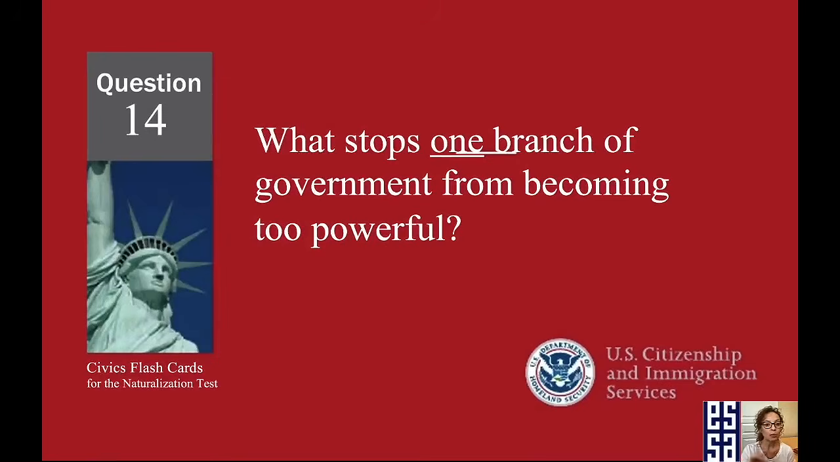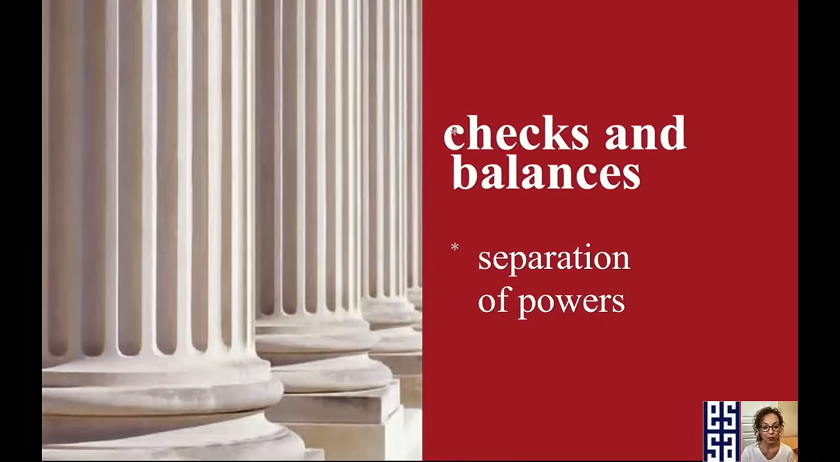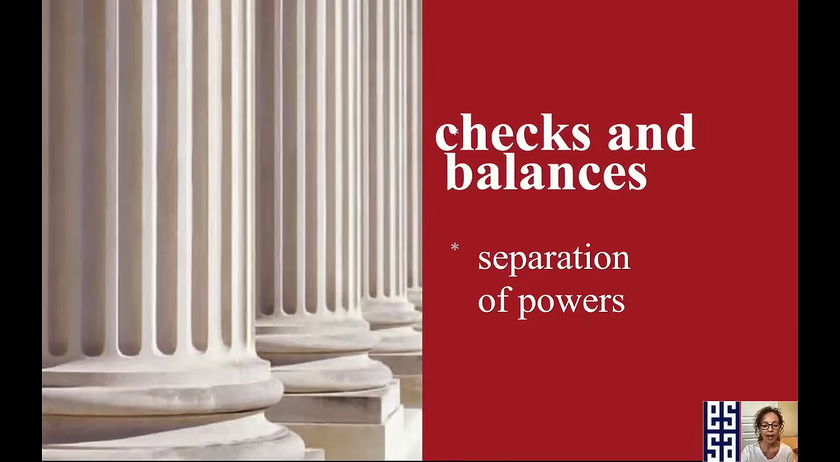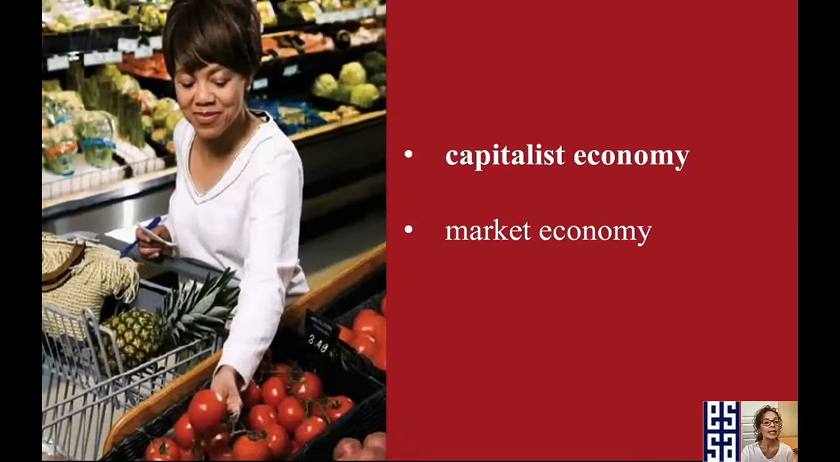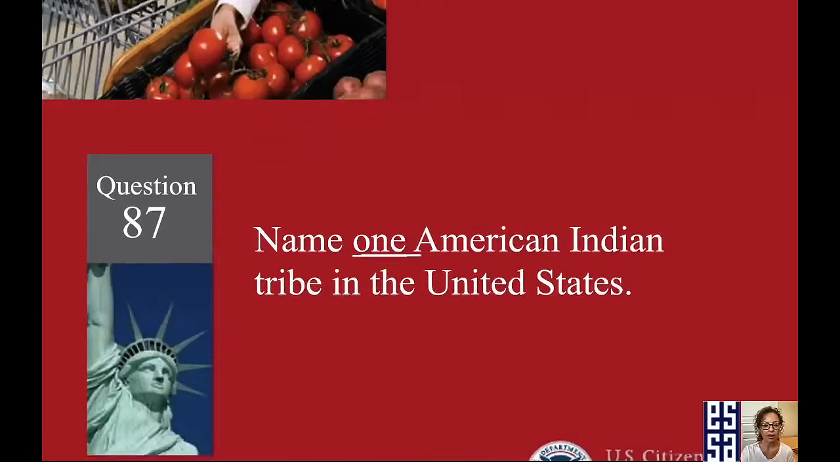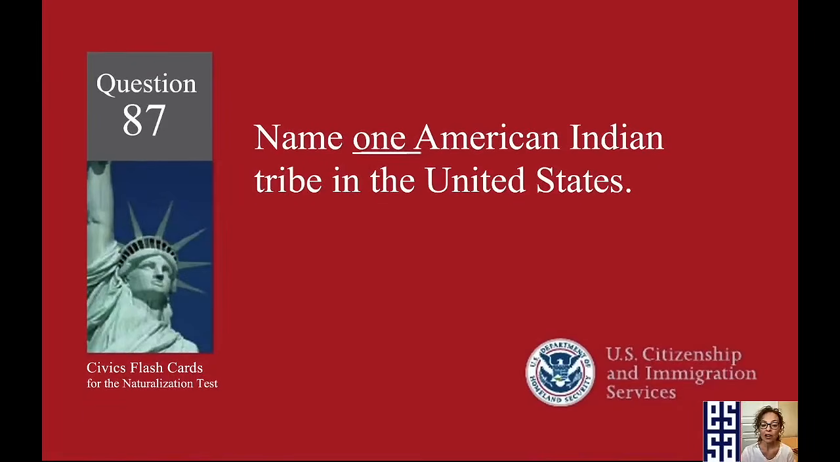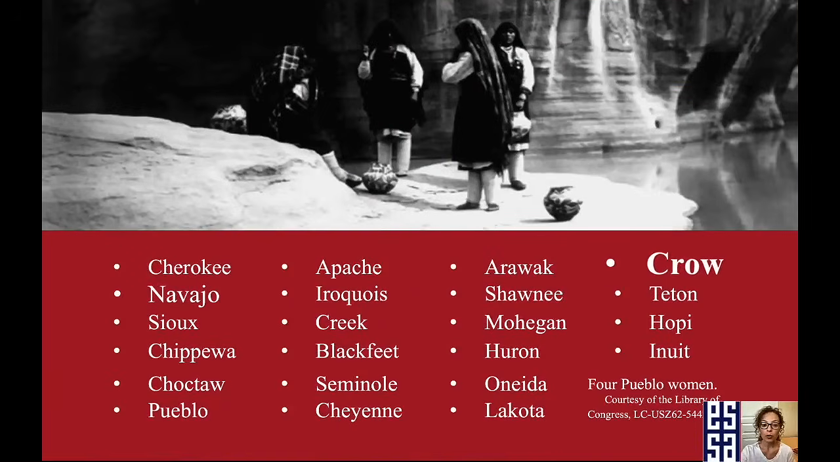What stops one branch of government from becoming too powerful? Checks and balances. What is the economic system in the United States? Capitalist economy. Name one American Indian tribe in the United States. Crow.